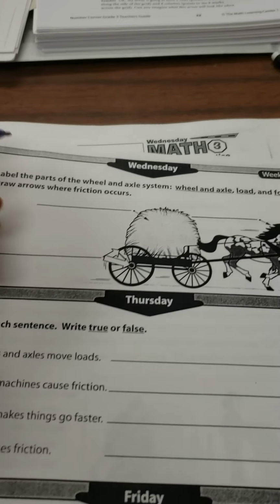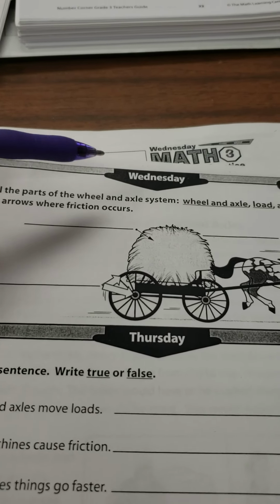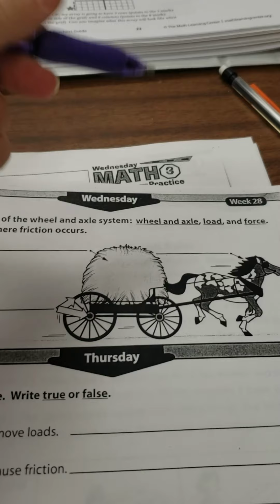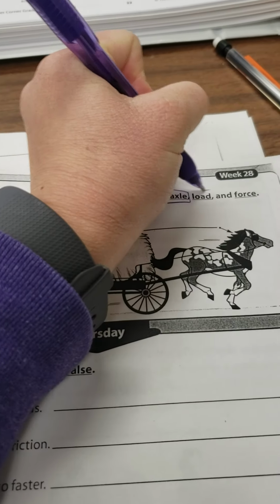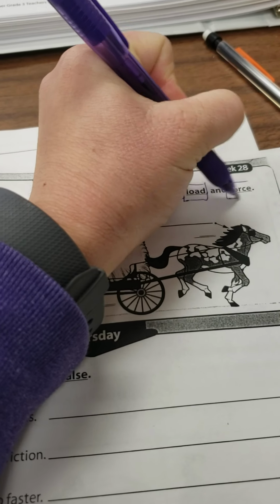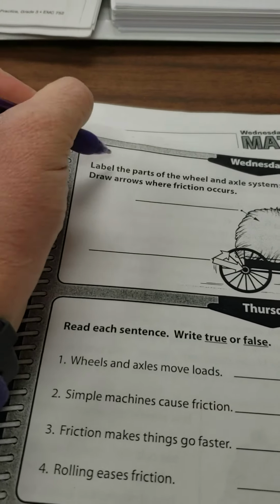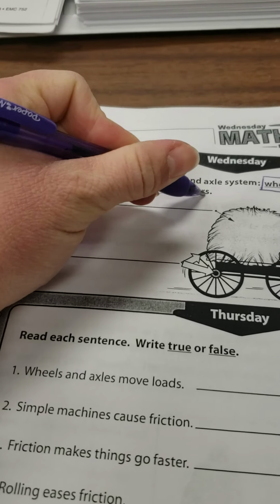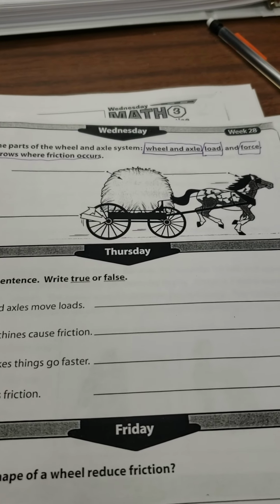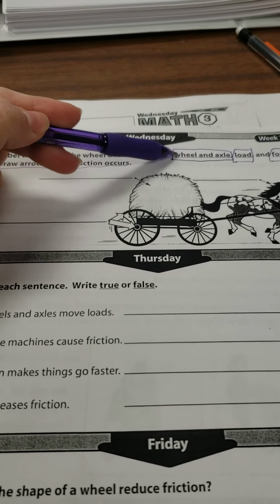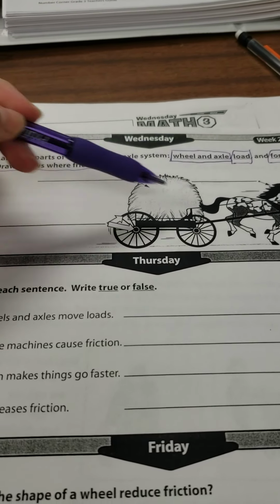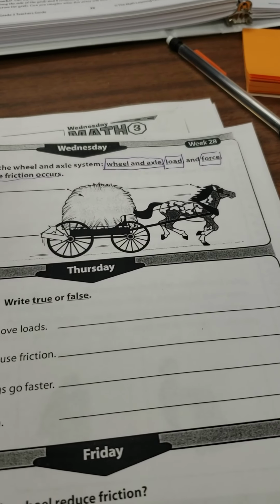So it says for Wednesday, label the parts of the wheel and axle system. So this is what you need to label. You need to label wheel and axle. You need to label load. You need to label force. And then it says draw arrows where friction occurs. So put wheel and axle on one of the lines down here, load on one of the lines, and force on one of the lines.